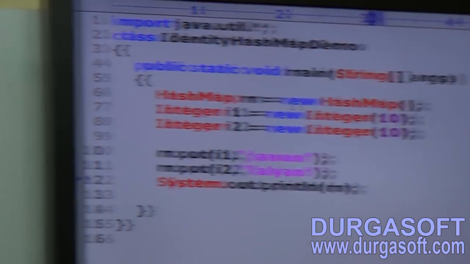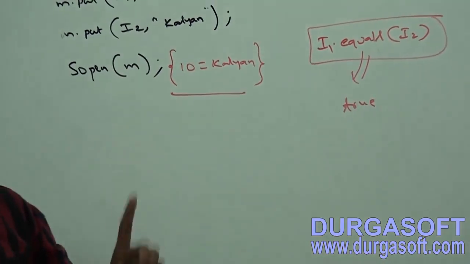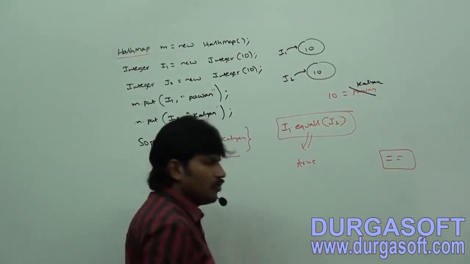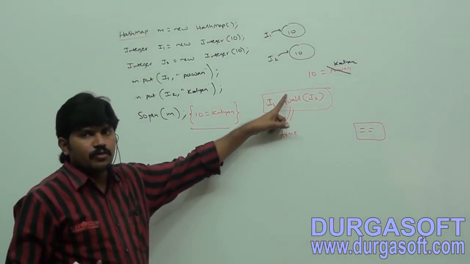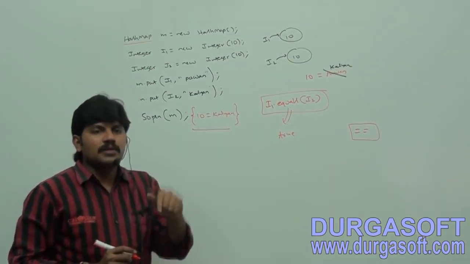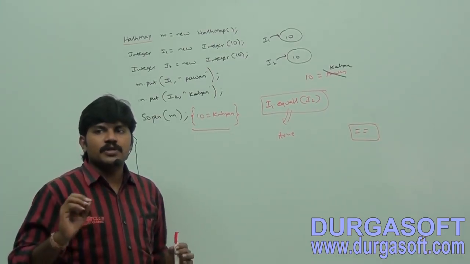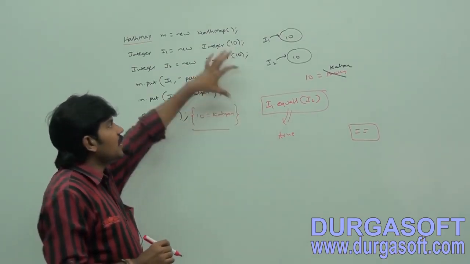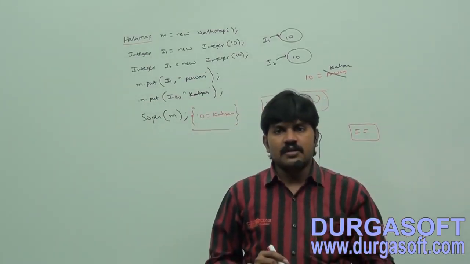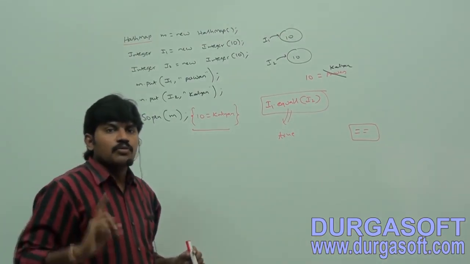But now I have to convey to the JVM: don't use the .equals method to identify the duplicate case; can you please use the double equal operator to identify the duplicate case? If you want this, then we should go for IdentityHashMap. What is the main difference between normal HashMap and IdentityHashMap? In normal HashMap, the JVM will use the .equals method to identify the duplicate case. But in the case of IdentityHashMap, the JVM will use the double equal operator to identify the duplicate case.